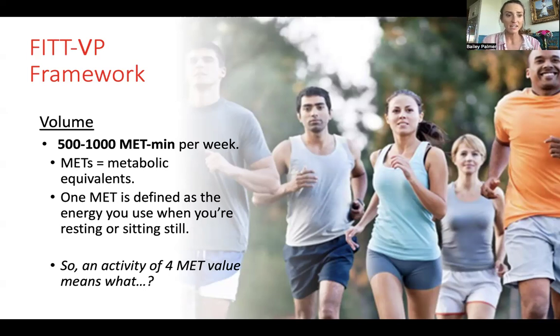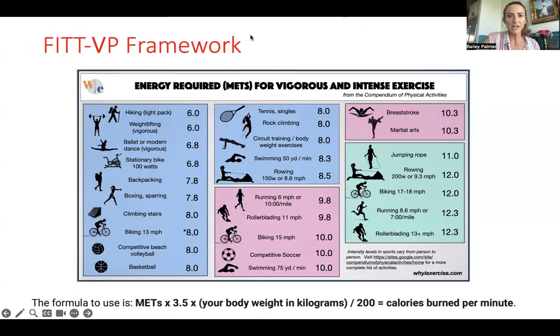And did we accumulate 500 to 1,000 MET minutes? Okay, so let me give you more examples. So here is the energy required for vigorous and intense exercises. This is the MET value for different things. Over here we see hiking, weightlifting, dancing, biking, basketball, swimming, running, competitive soccer, jump roping. So basically you can get out your phone or calculator, and you can do this, and it will help you first to understand how to calculate this.